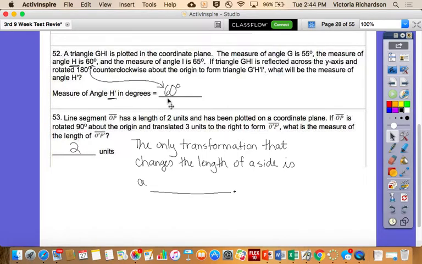And then number 53 says line segment OP has a length of 2 units and it's been plotted in the coordinate plane. If line segment OP is rotated 90 degrees and translated 3 units to the right, what is the measure of the length of O prime P prime? Well, the only transformation that changes the length of a side is a what? A dilation. That's the only thing that will change the length of a side. So, since we didn't have a dilation, the length is going to stay the same, and it's going to be 2 units.